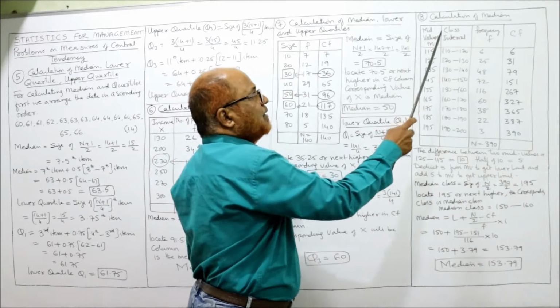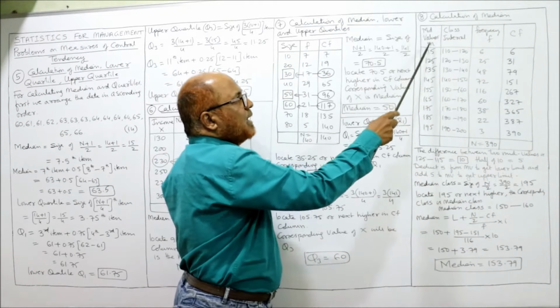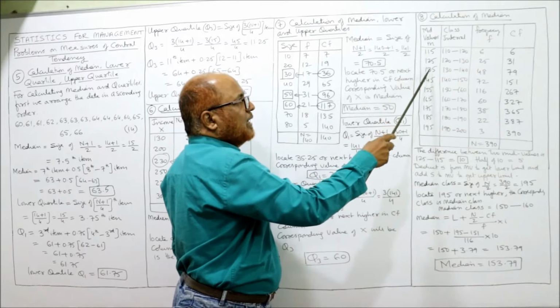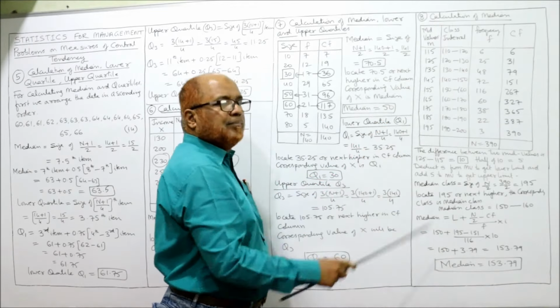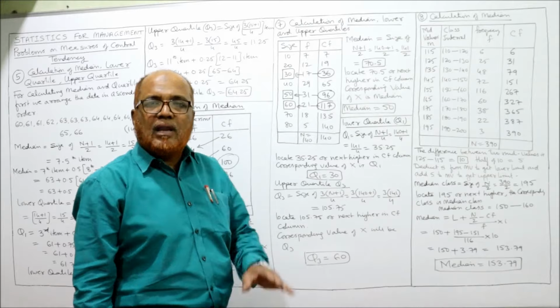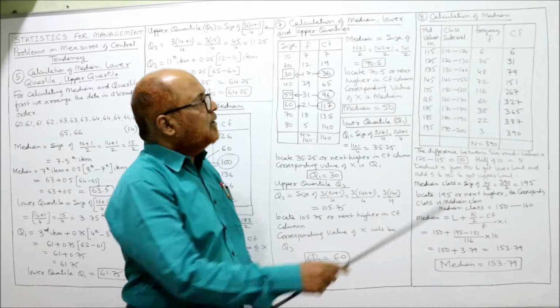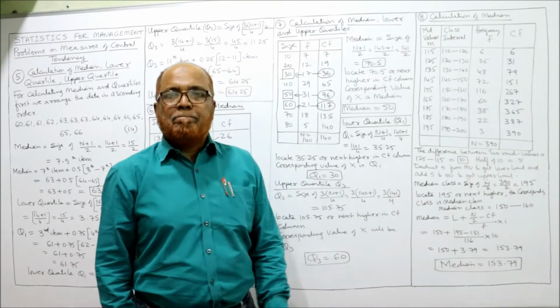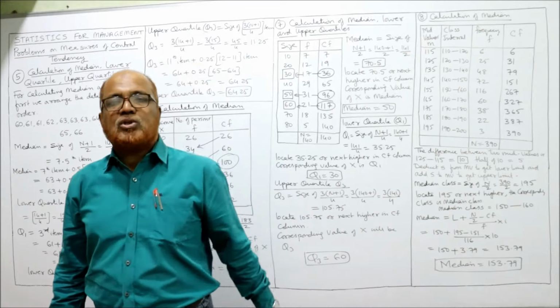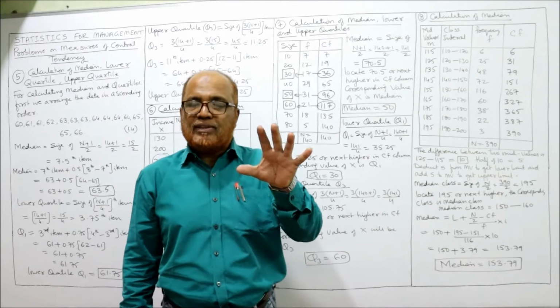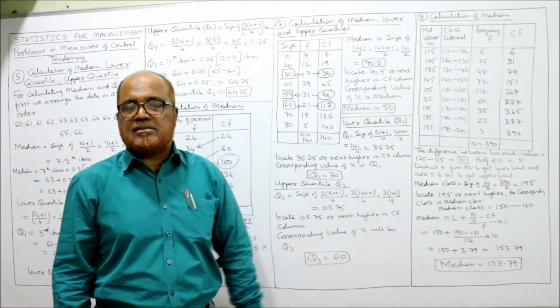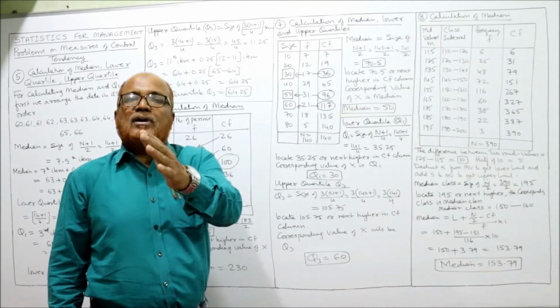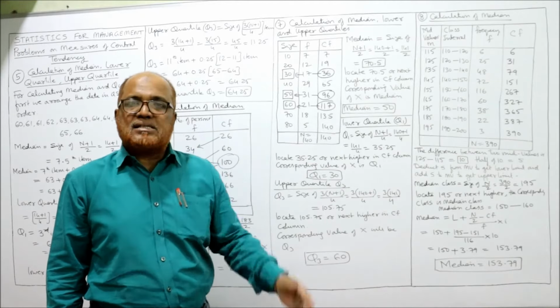So, calculation of median, where mid values are given in the problem: 115, 125, 135, 145. The mid values are given. Now we have to convert that mid value into class interval. This is the new point, first time you are listening here. So with full concentration you try to understand this. How to convert the mid value into class interval?